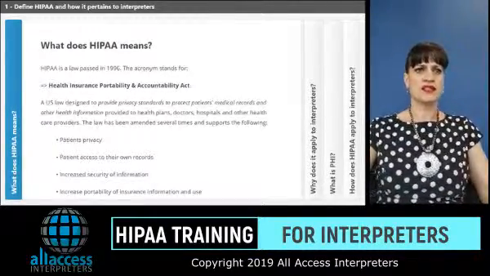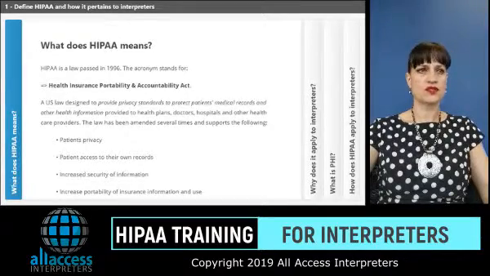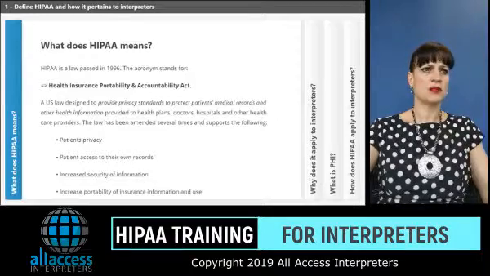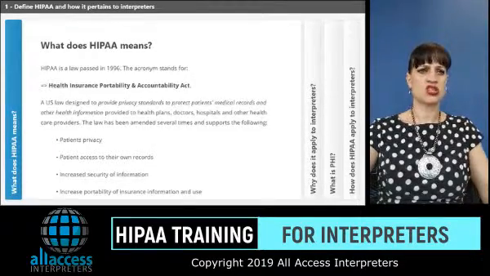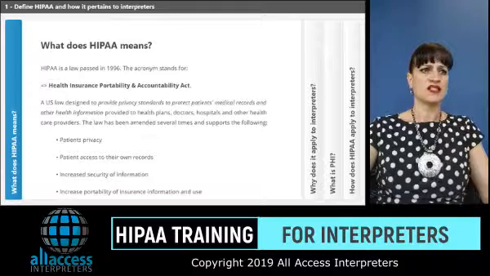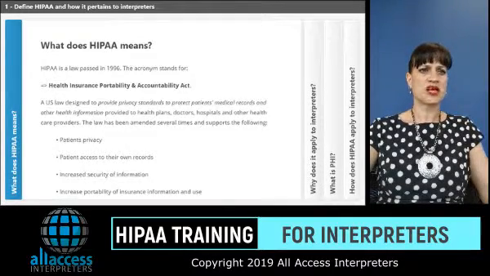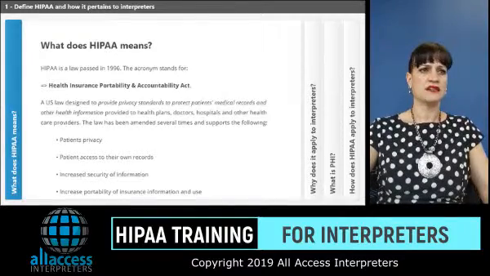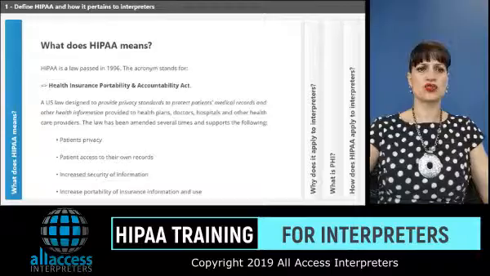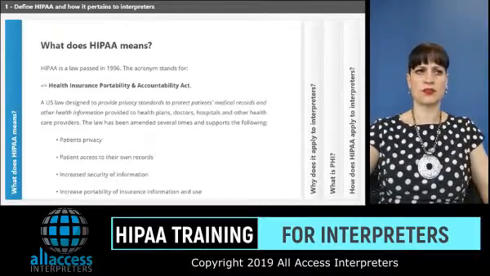So the law has been amended several times, and it supports the following: patient information privacy, patient access to their own records, increased security of information, and increased portability of insurance information and use. HIPAA security, privacy, and breach notification rules protect the privacy and security of health information and provide individuals with certain rights to their health information.